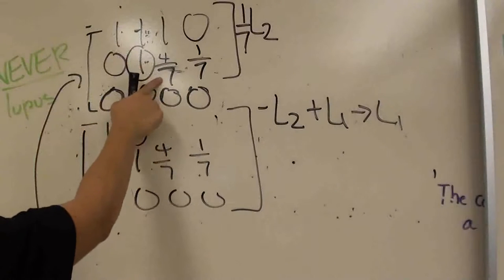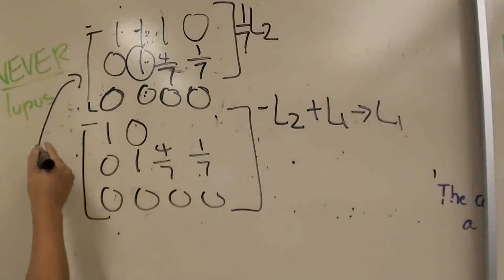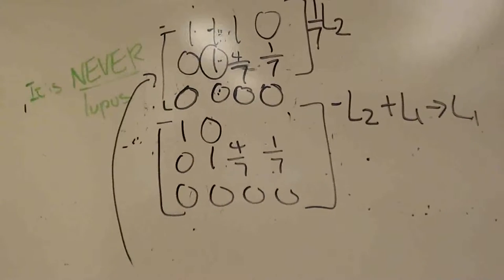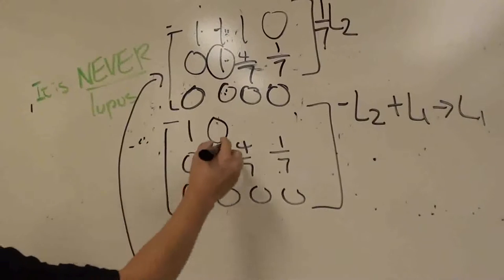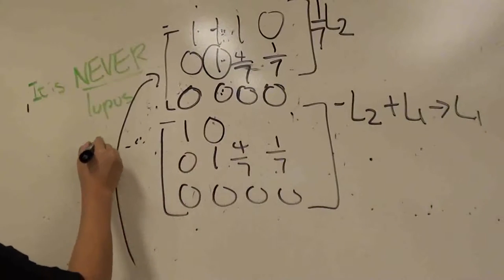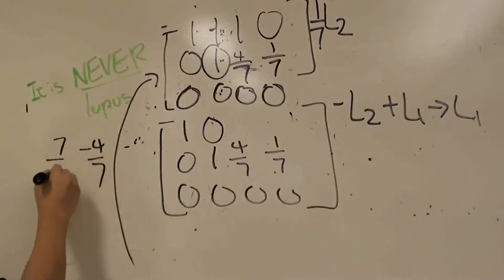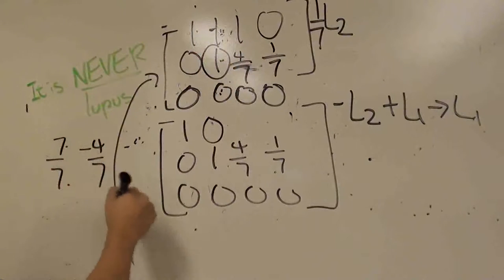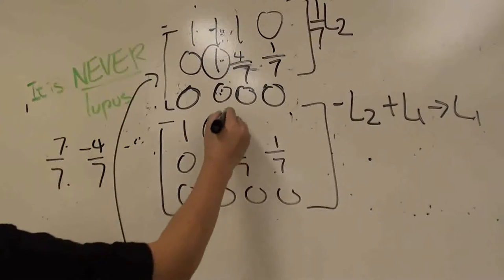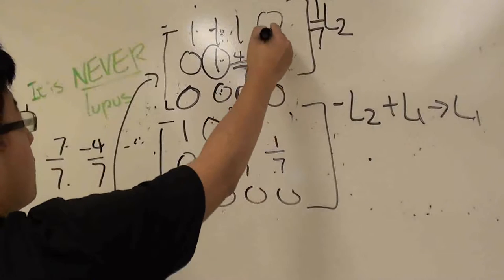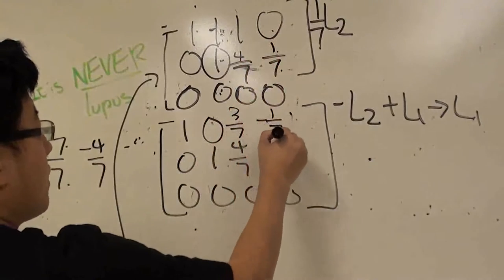plus 1, 0. This is where I have to write it on the side. You guys can't see here, so what I'm going to do is this is going to be negative 4 over 7, and I'm going to be adding that with 1. So 7 over 7, right? Because 7 divided by 7 is 1. So I'm adding that, and that's going to be 3 over 7. Then 1 over 7, that's negative, so it's just going to be negative 1 over 7.